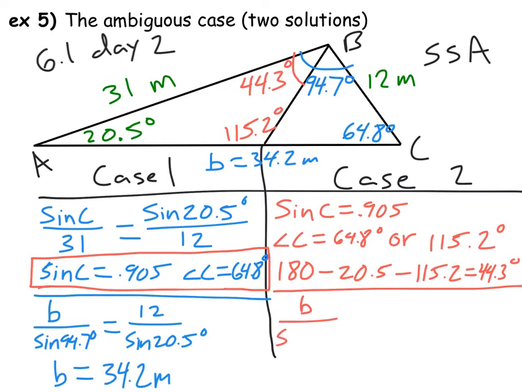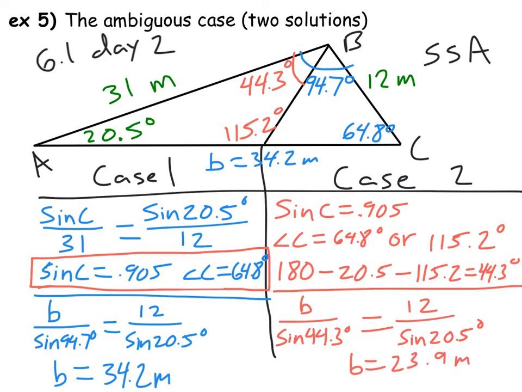Now down here you'll see the exact same thing. I'm solving to get B, but now I'm saying the angle opposite is 44.3, 12 meters and 20.5 degrees. That was fixed, and those can't change. But notice when I do it, I get a side length that is significantly smaller.